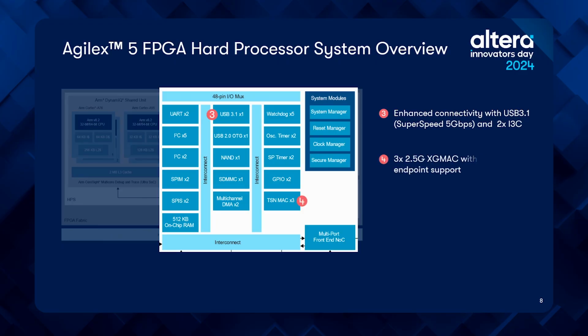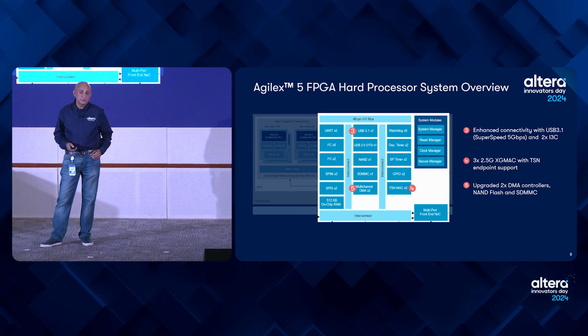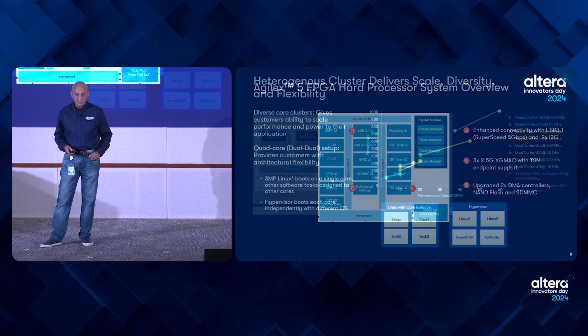Looking at the peripherals, we've made significant upgrades. We are now supporting USB 3.1, both device and host controller modes. We've added I3C, with one configured as primary and the other as secondary. And we have 3 Ethernet TSN MACs that support full TSN endpoint functionality. The other thing that we've done is we've updated the DMA controllers. The DMA controllers are 4-channel, and they support both secure and non-secure accesses to the HPS resources. And of course, NAND flash and SDMMC have all been upgraded to the latest and greatest.